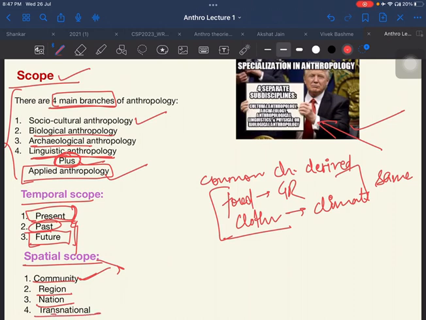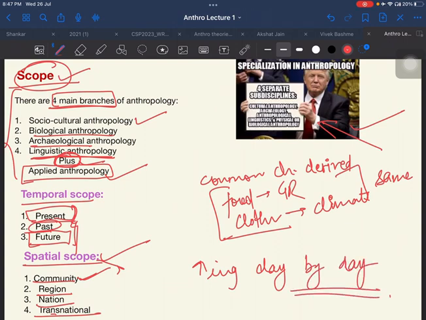Then there are transnational studies, as I already told you, the out of Africa theory, which encompasses n number of political boundaries. So this will be the spatial scope. So all in all, you have seen that the scope of anthropology is very wide. It touches every aspect of human life. It touches all the geographical regions where humans are present, and it studies all the time phases where the human was present or will be present. So the scope is quite wide and is increasing day by day. Okay, I hope I am clear here.